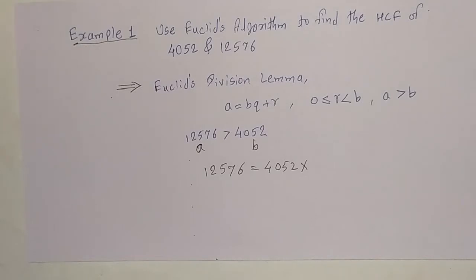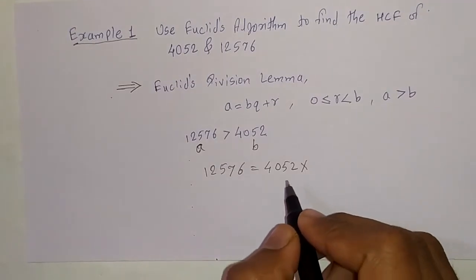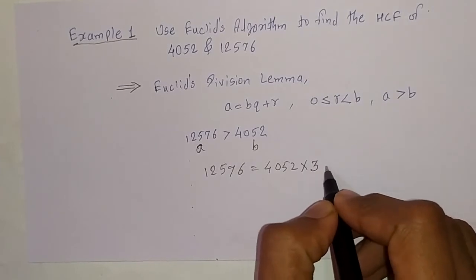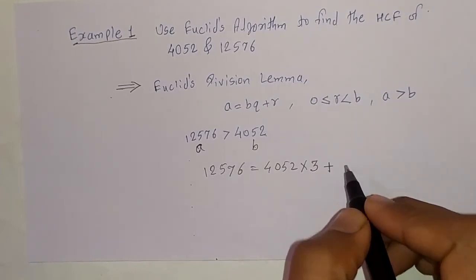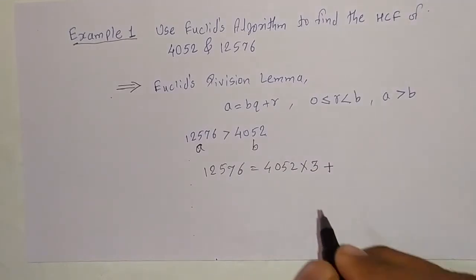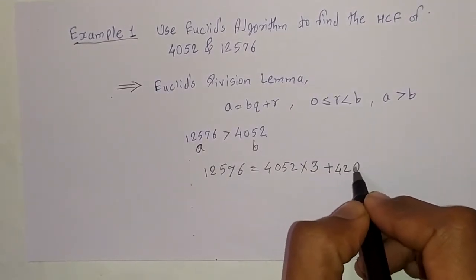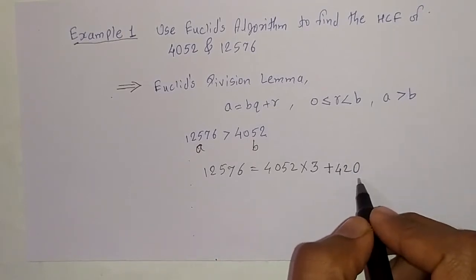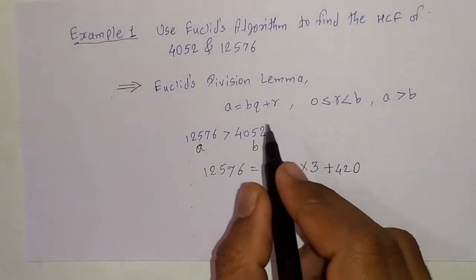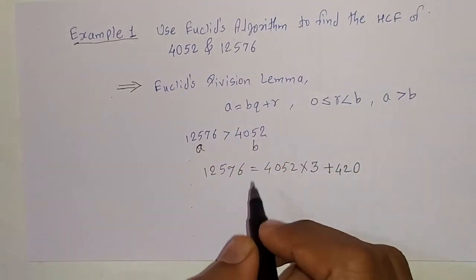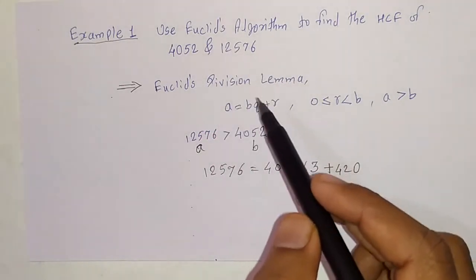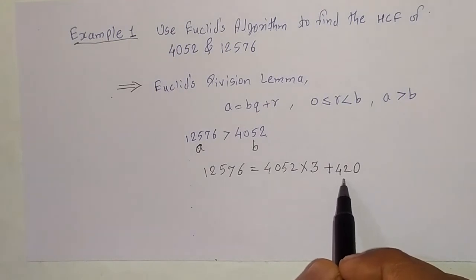So let me proceed with the solution. If you multiply 4052 with the number 3, then you will get the remainder as 420. So the remainder is still not 0. This is the first step only. So you have to apply Euclid's division lemma once again. That is Euclid's algorithm. In Euclid's algorithm you have to continue the process till the remainder is 0.